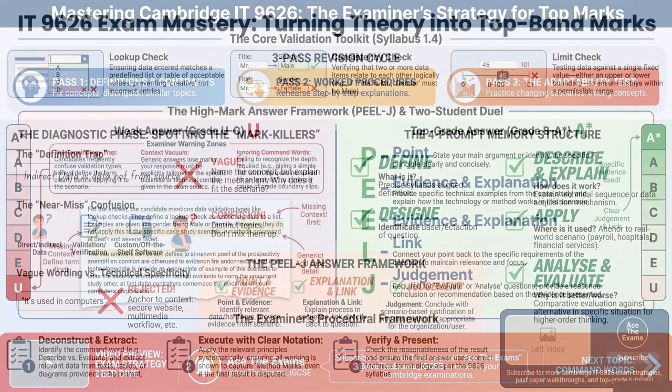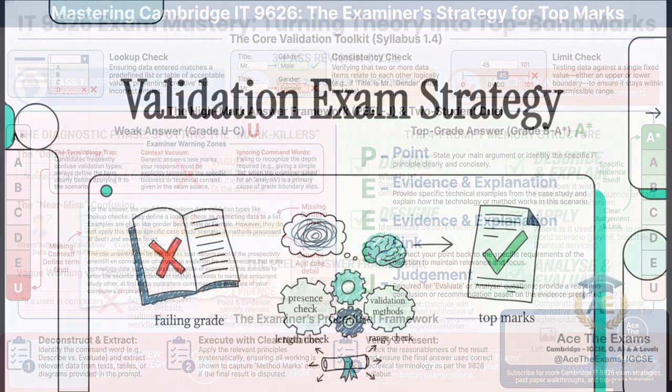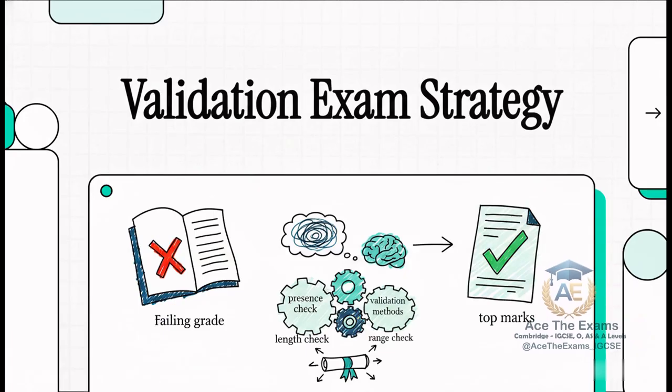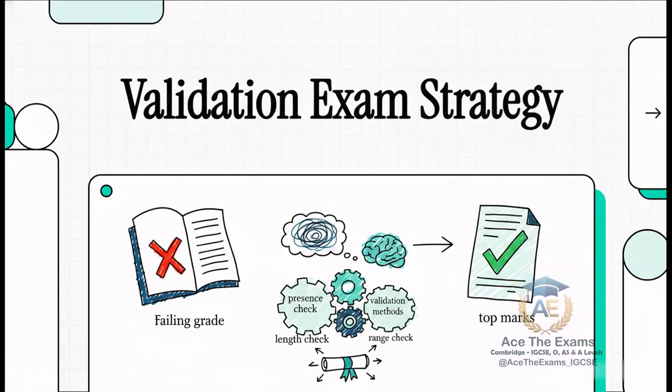One student gets a completely failing grade, and the other secures top band marks in the Cambridge Information Technology 9626 exam. Can you spot the difference? Today, we are decoding the absolute ultimate exam strategy for one of the most notoriously tricky topics on the syllabus, validation methods. If you've ever felt like you completely knew the material but still dropped marks in the exam, you are absolutely not alone. We're going to fix that right now in this explainer.